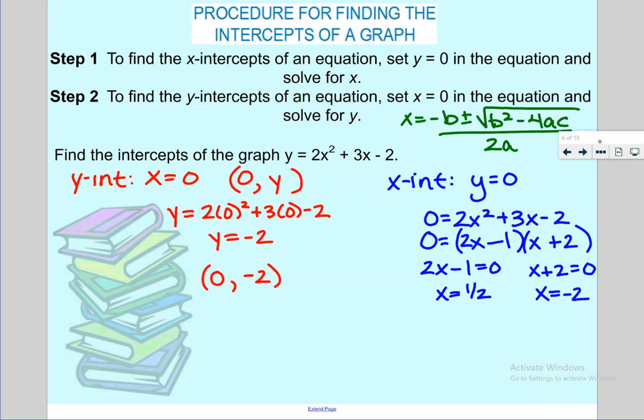Maybe your teacher called it something else. This is more of a methodical way to do it. Grouping, does that sound familiar? Factor by grouping? Okay, let's do that.